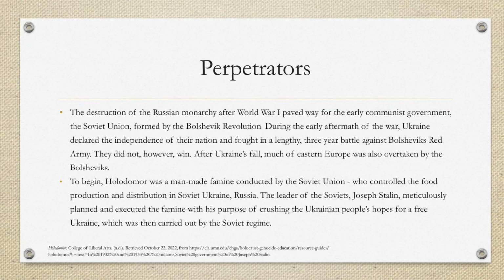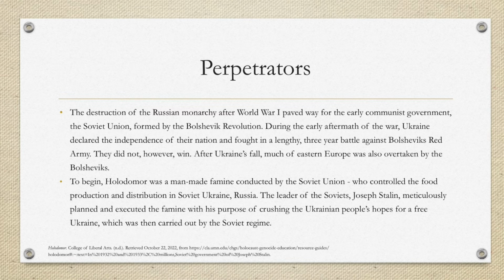Hello everyone, my name is also Stephanie, and I'll be presenting the second part of the Holodomor Genocide project. Alright, so let's talk about the perpetrators of the Holodomor Genocide. The destruction of the Russian monarchy after World War I paved the way for the early communist government, the Soviet Union, which was formed by the Bolshevik Revolution. During the early aftermath of the war, Ukraine declared the independence of their nation and fought in a lengthy 3-year battle against the Bolsheviks' Red Army. They did not, however, win. After Ukraine's fall, much of Eastern Europe was also overtaken by the Bolsheviks.